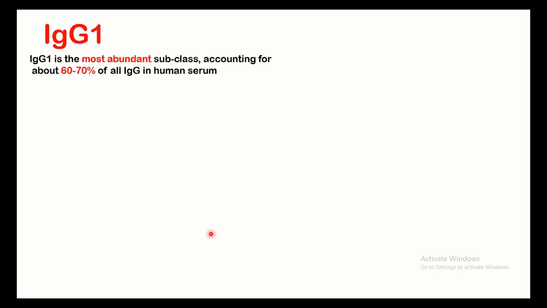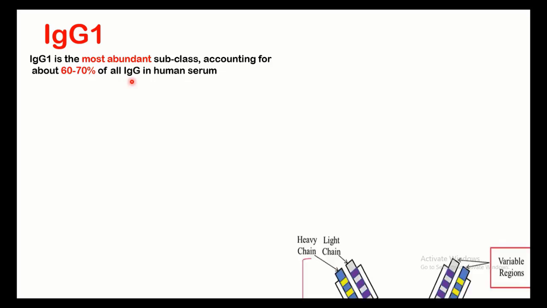Now, this immunoglobulin G1 is the most abundant subclass, accounting for about 60 to 70% of all immunoglobulin G in the human serum. So, among the different isotypes of the antibodies, immunoglobulin G is the most abundant. When you talk about the subclasses of immunoglobulin G, the most abundant subclass is immunoglobulin G1.